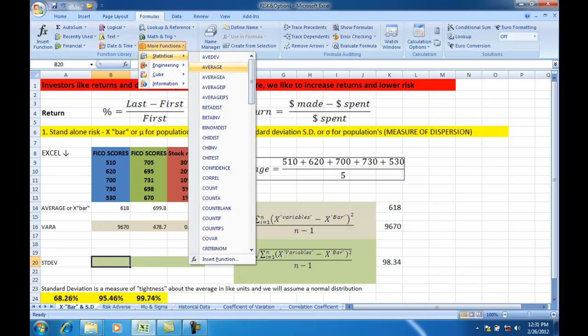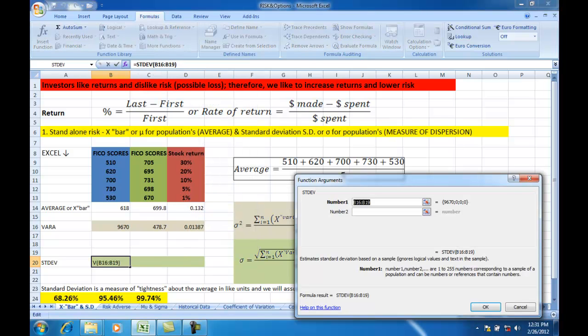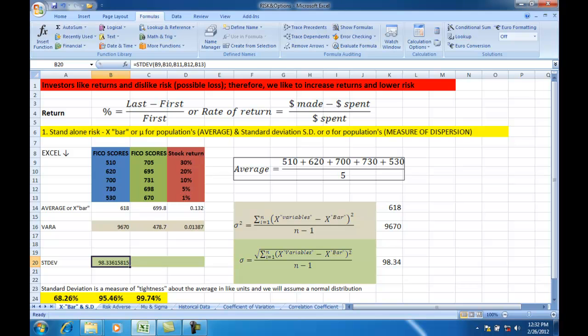Finally, let's do the standard deviation. Formulas, more functions, statistics, standard deviation. Here it is, and I'm going to delete this and grab each number: 1, 2, 3, 4, and 5. Hit OK, and now I have the standard deviation. I'm going to grab the fill bar, pull it across, and have all 3 of them done. And I'm going to go over here. You see I calculated it by hand, and it's nothing more than the square root of the variance.